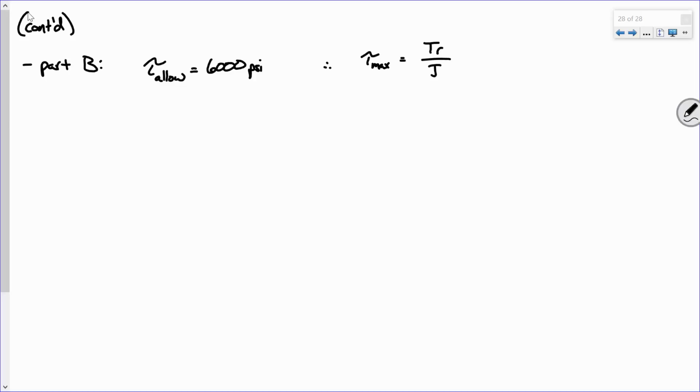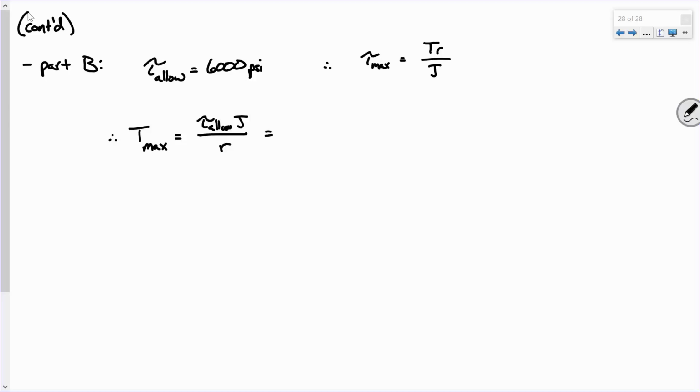Would a fair way of rearranging that be that the maximum torque is going to be tau allowable times J over R? I'm basically just taking this equation and solving for T, so multiply that over, divide that down. What I would generate if I plug this value in, this 6,000 psi, is the maximum amount of torque, the maximum amount of torsion that I can put on that shaft before I generate 6,000 psi. Does that make sense?